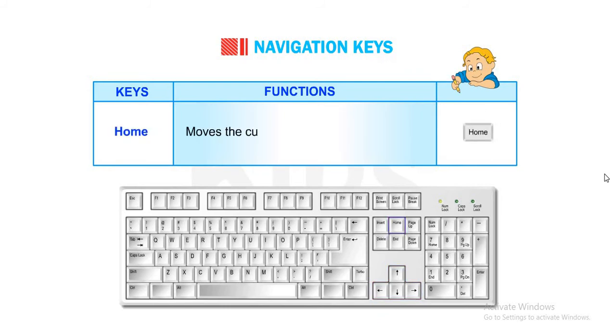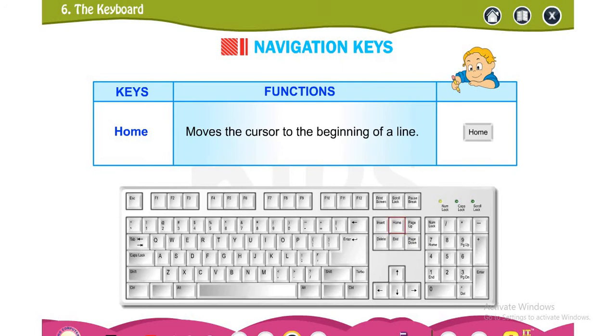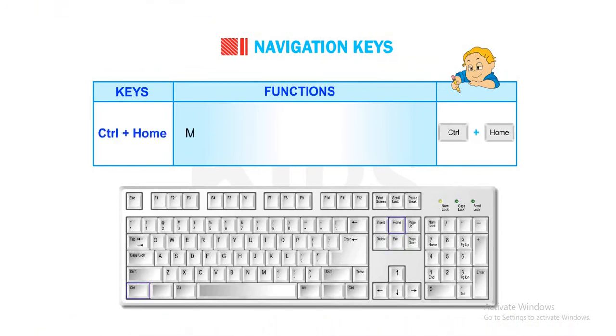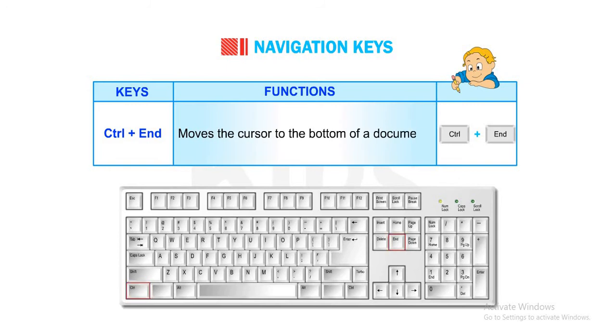Home key is used to move the cursor to the beginning of a line. End key is used to move the cursor to the end of a line. Control plus Home key is used to move the cursor to the top of a document. Control plus End key is used to move the cursor to the bottom of a document.